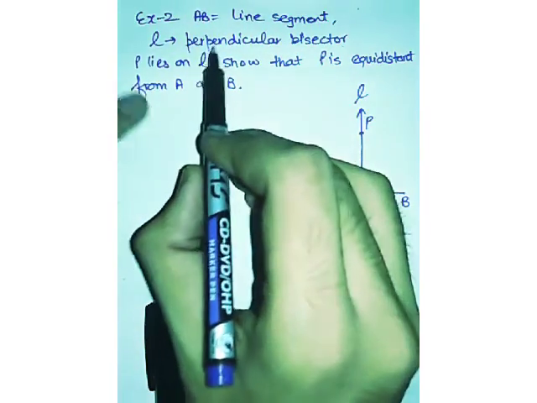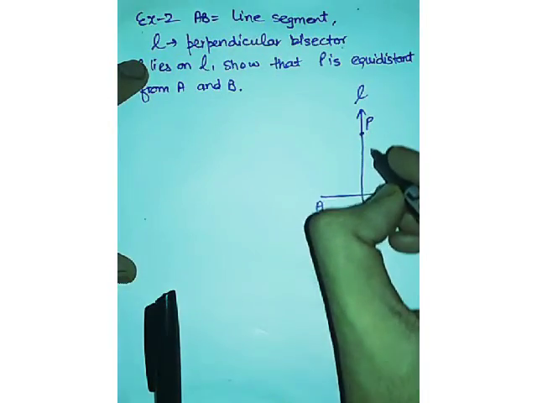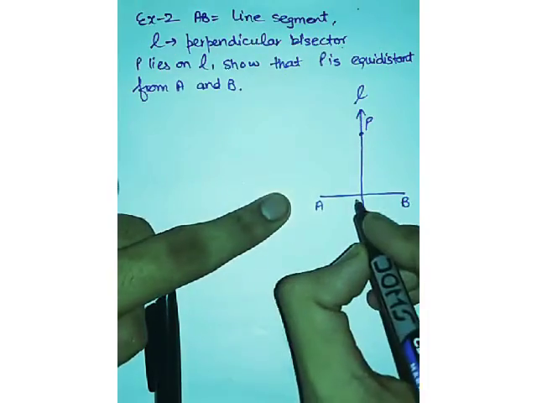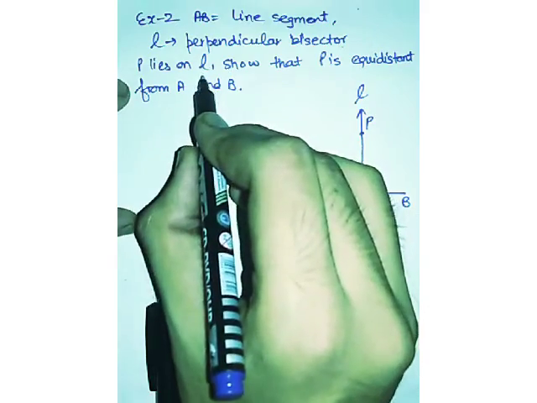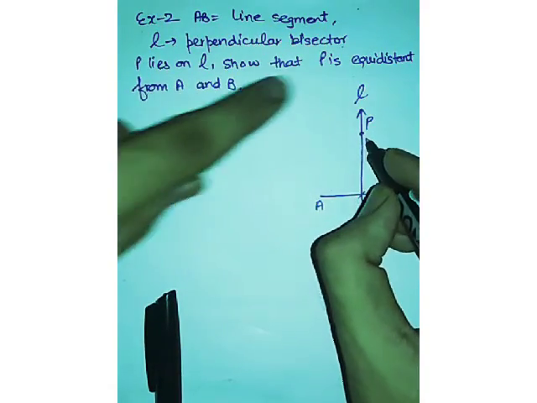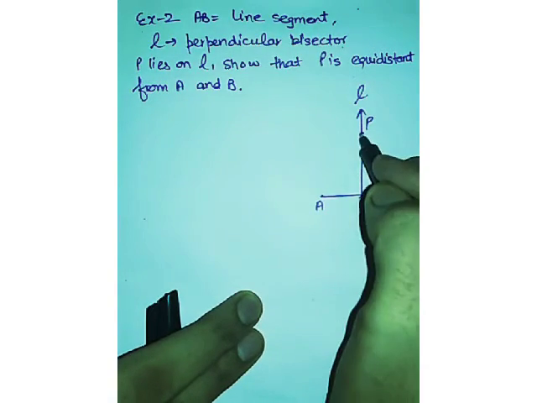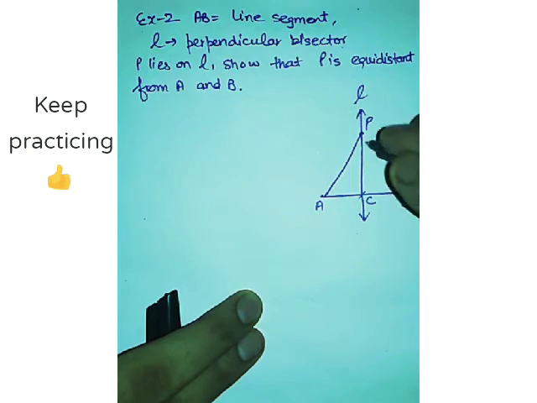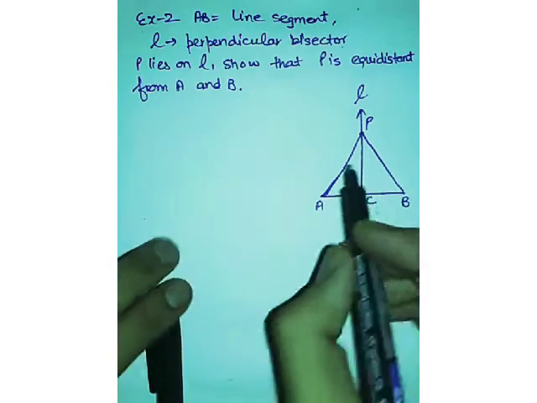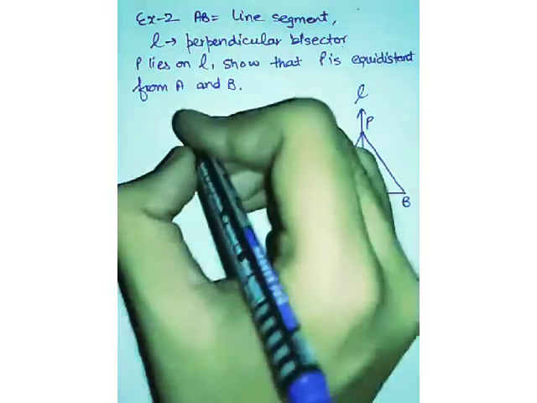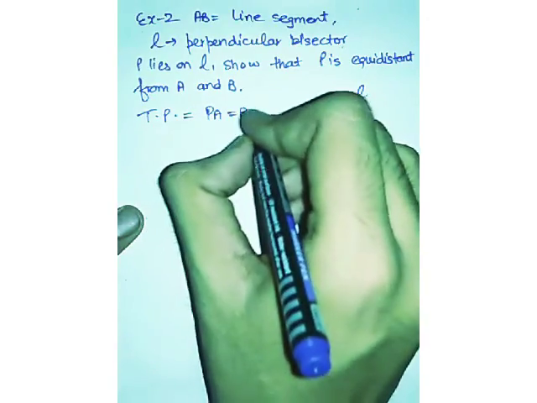In this example, it's given that AB is a line segment and L is its perpendicular bisector. It means L is dividing AB into two equal parts. So let this point be C. P is any point lying on L, and we have to show that P is equidistant from A and B. So we can easily join PA and PB. Okay, so what we have to prove here is that PA is equal to PB.